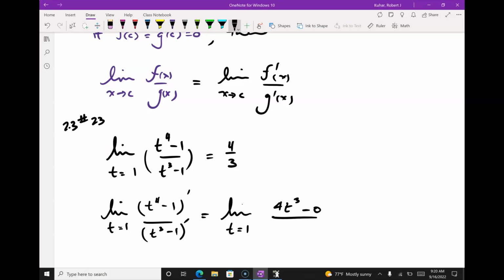And what do I get downstairs? 3t squared minus 0, right? So now reevaluate the limit. Plug in what number? So 4 times 1 cubed over 3 times 1 squared is 4/3. Done.